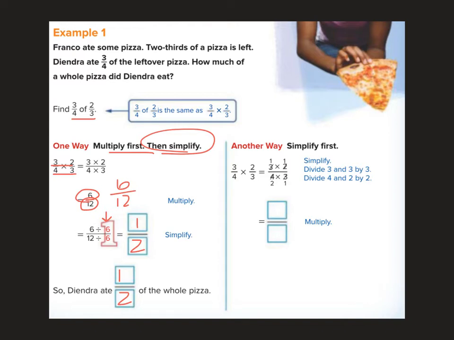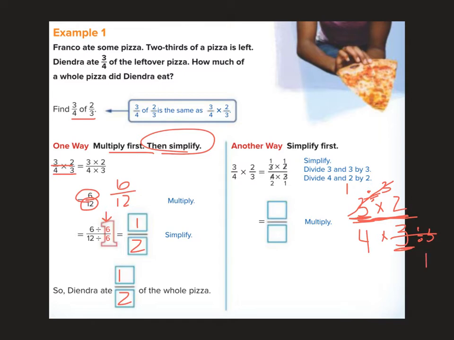Okie dokie. Another way is we could simplify first. So notice how if I have 3/4, and if I extend it, and I have 2/3, and I'm multiplying, notice how I have a 3 over here and a 3 over here. I could divide them both by 3 and get 1. So I cross off and get 1, cross off and get 1.